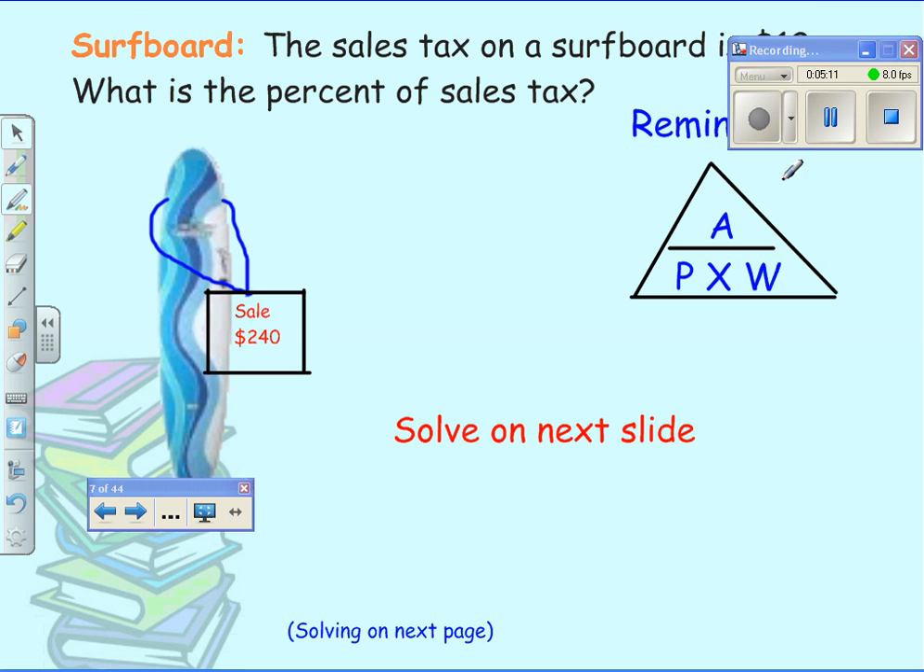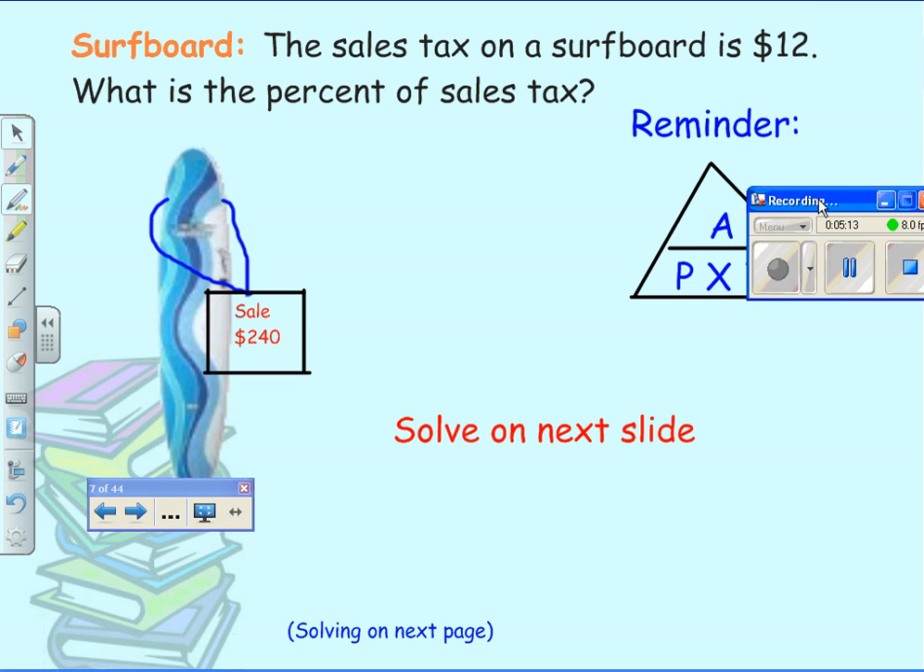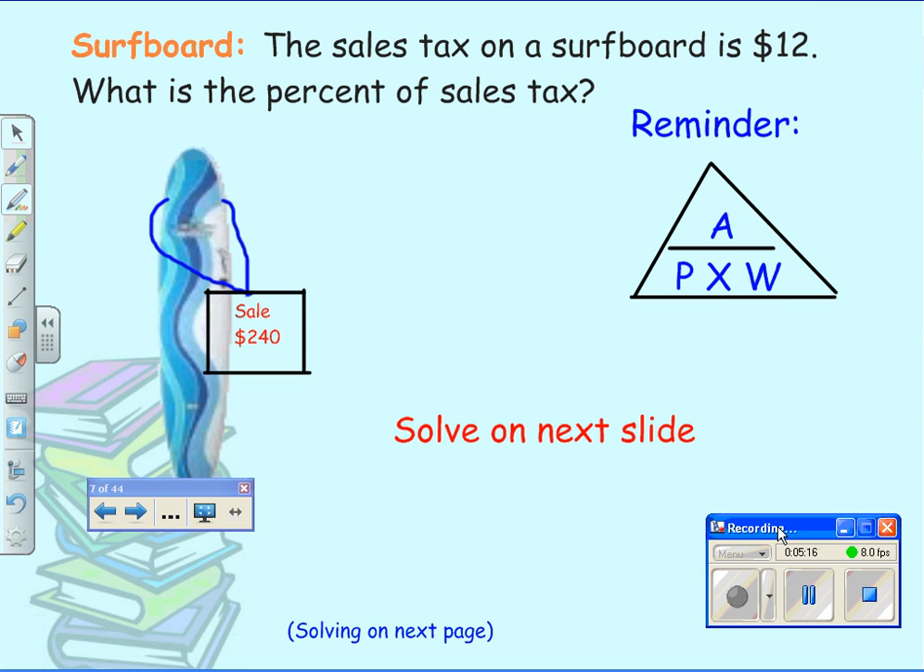Here's another one. Question: the sales tax on a surfboard is $12. What is the percent of sales tax? The sales for the surfboard is $240. Reminder, A over W, P times W. Just explain what you're missing. What we're missing right here is the percent tax because we're asking for the percent.